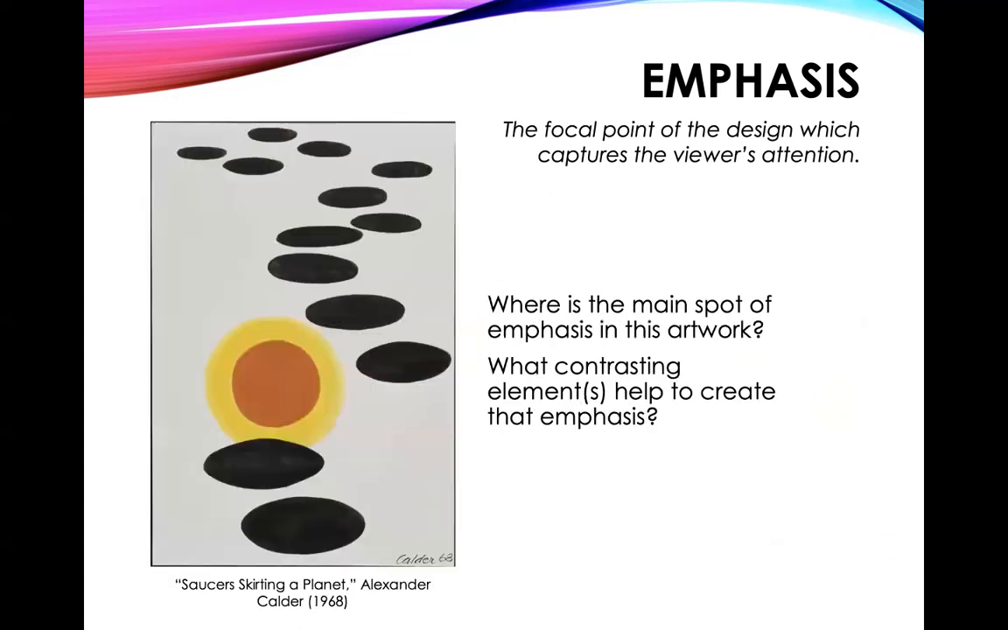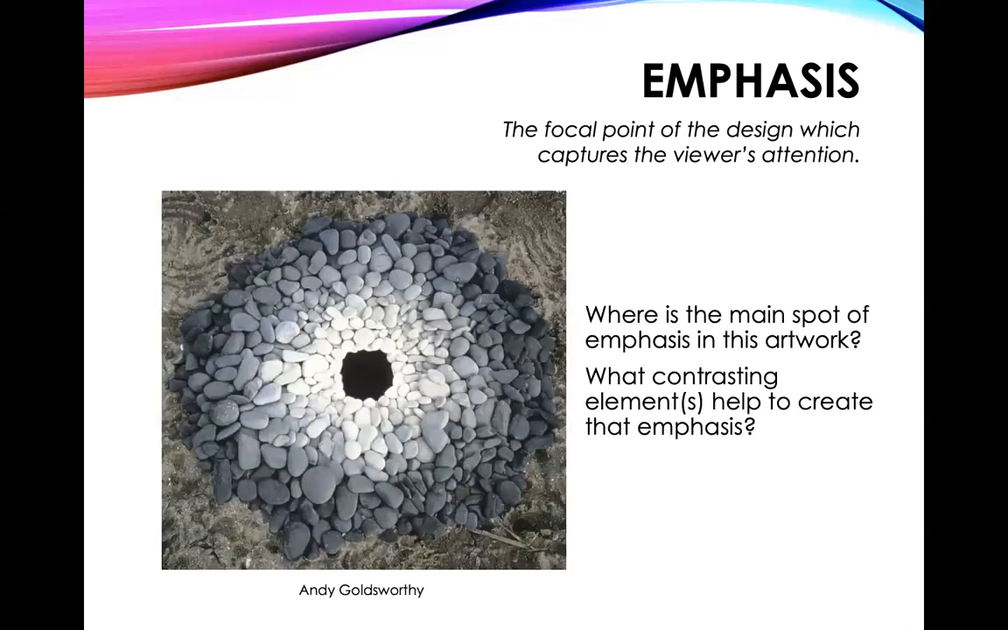So here's an artwork by Alexander Calder called Saucers Skirting on a Planet. And you can kind of tell which spot was given emphasis in this painting because it is not only showing contrast because it's yellow, but it's a different shape. The rest of these are kind of flat, and this one is specifically round. If you look at this sculpture by Andy Goldsworthy, where's the emphasis coming from in this artwork?